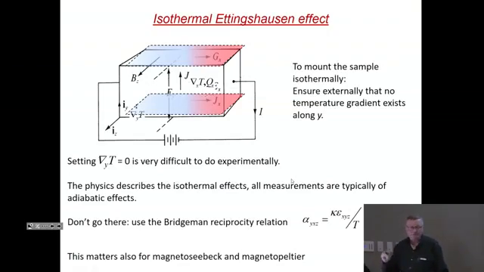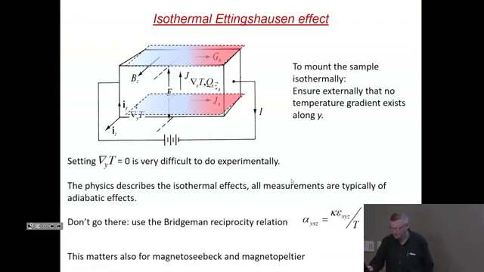Don't play with isothermal Ettingshausen. It's nearly impossible, because how can you guarantee that this gradient is okay, but that one is not? So don't even try. Just use the relation between Ettingshausen and Nernst. So take your Nernst, multiply by thermal conductivity, divide by temperature, and there's your Ettingshausen. The other way around. Here's your Ettingshausen, there's your Nernst.